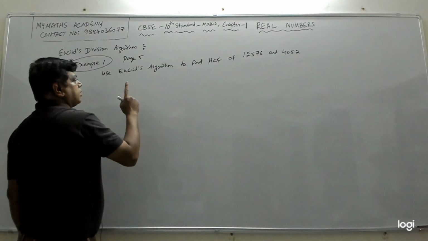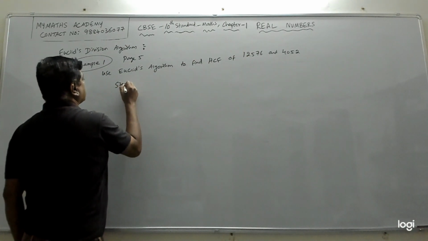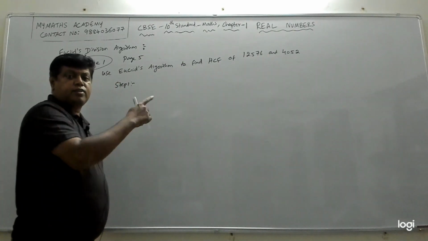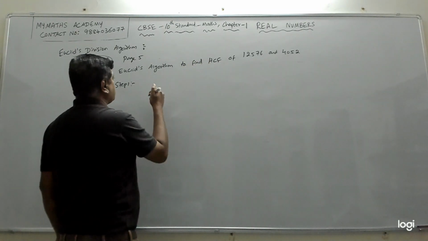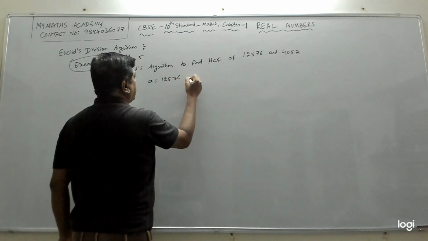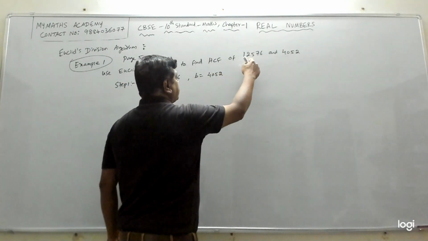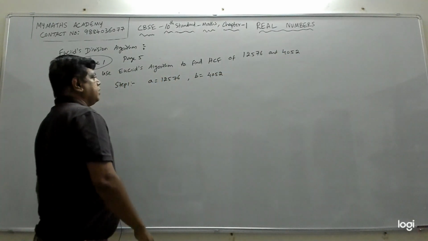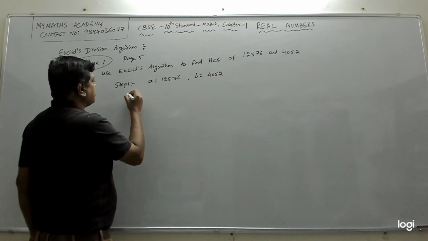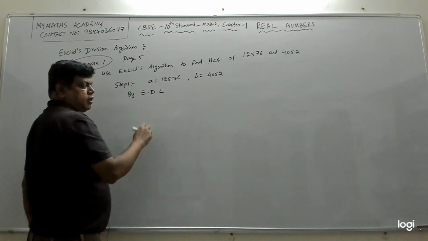What is the first step? First step is, so I will say step 1. Yes, we will try to apply the Euclid's division lemma that we studied, A is equal to BQ plus R. For this, we will take the bigger number as A, 12576, and the next number as B, 4052, the smaller number as B. Always take the bigger number as A and the smaller number as B. Then let's apply our Euclid's division lemma, right? So by Euclid's division lemma, I write it as EDL.